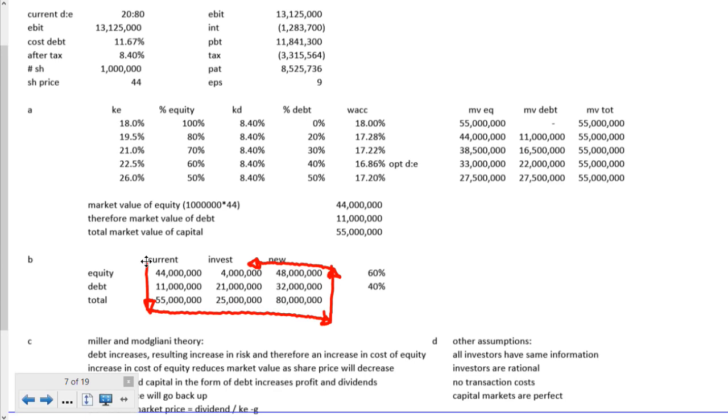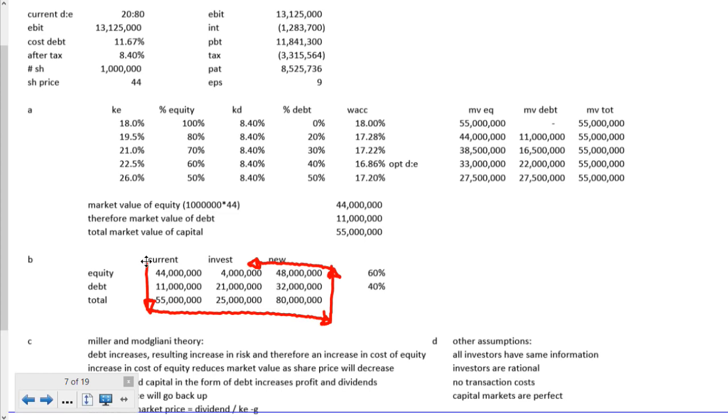That's it. 7 marks, the easiest 7 marks you've ever seen. Do you agree? So my current debt to equity is 80-20. I've got 55 million of capital. I need another 25. I'll have 80. Using the 60-40 split, which I'd said was optimal, I need 48-32, so I'm going to need 4 and 21.